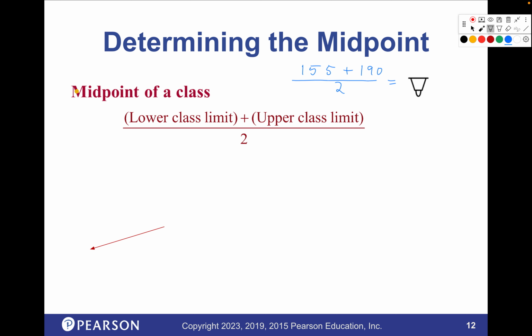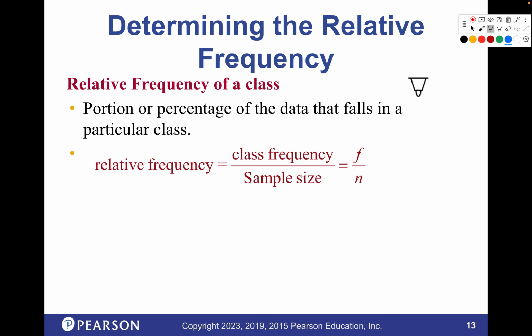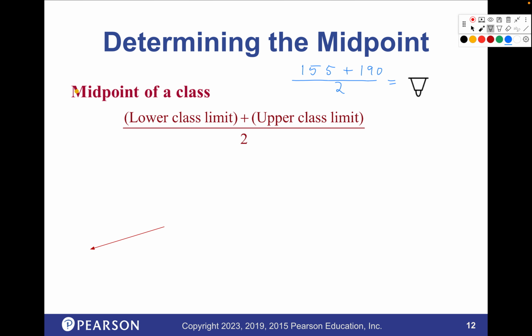Let me back up. Let's do that real quick. 155 plus 190 is 345. 345 divided by 2 is going to be 172.5. So that would give us the first midpoint, and you do that for each of the classes.